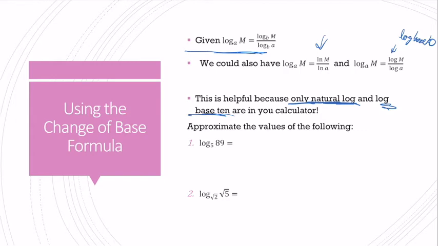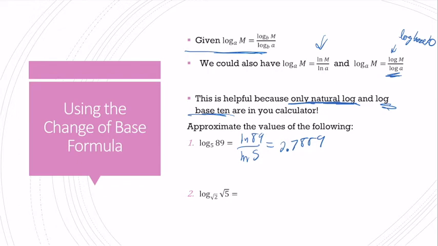So I'm going to use the natural log. I'm going to take this to be the natural log of 89 over the natural log of 5, and you can use that to approximate your answers. So that would give me 2.7889. Now I also could have used log base 10, or I could have used log base 3, and I would have gotten the exact same answer.